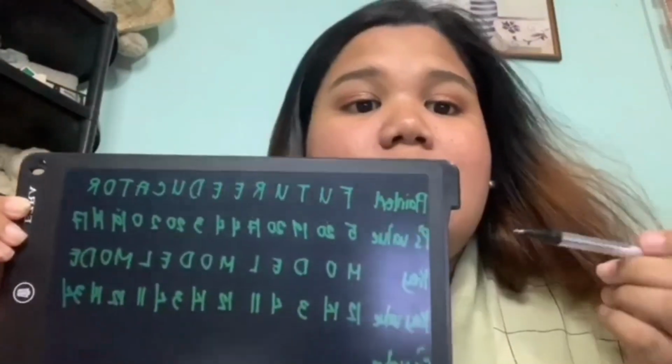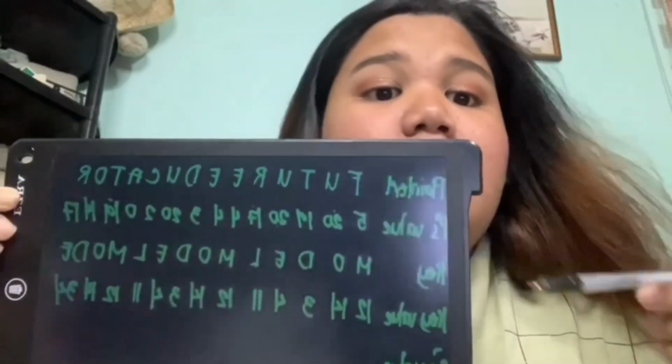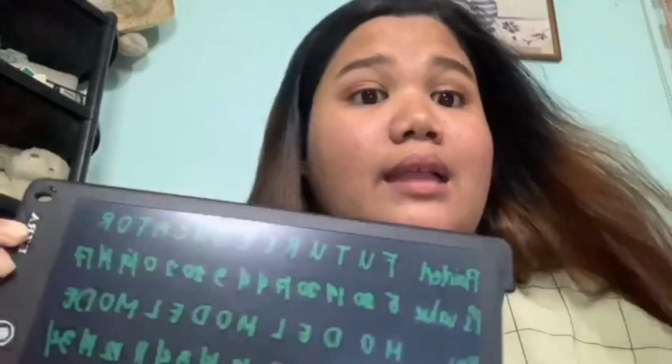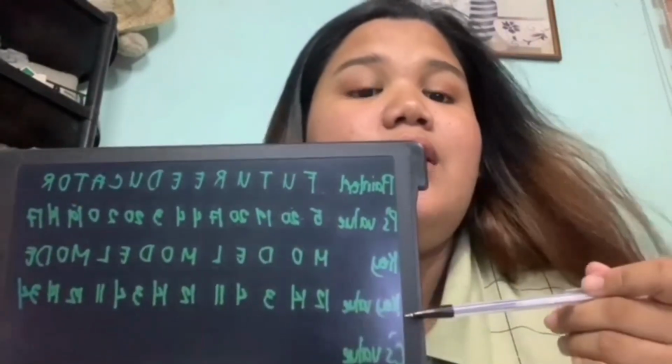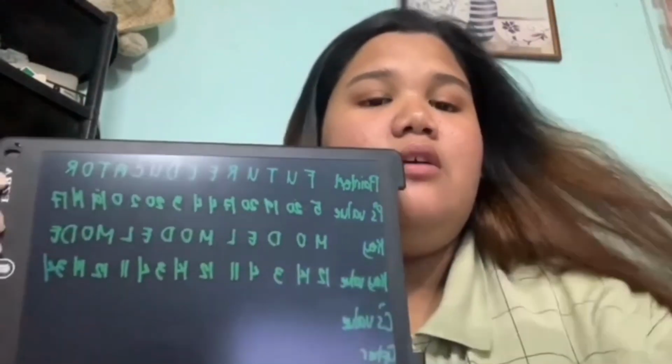And after we get the key value, we will now get the CI value. In order to get the CI value, we will add the PI value and the key value. And take note, we will divide it by 26 and get the remainder if the sum of the PI value and the key value is above 26.